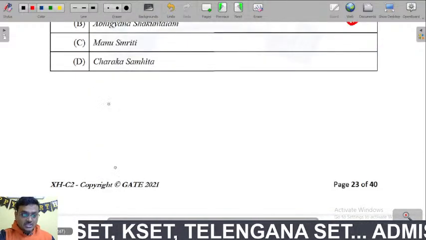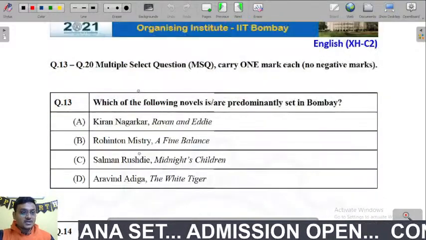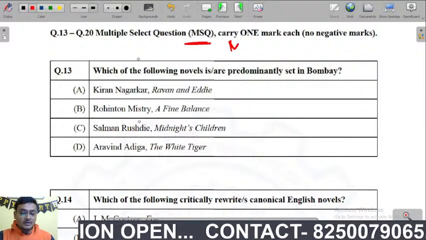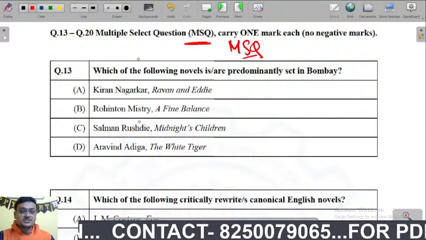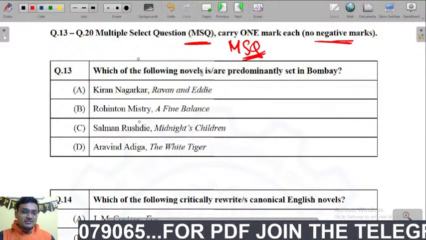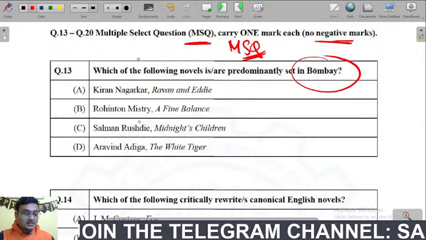So, next question. Let's discuss this question as well. This is actually an MSQ, multiple select. It is not an MCQ. No negative marks are available. Which of the following novels are predominantly set in Bombay?